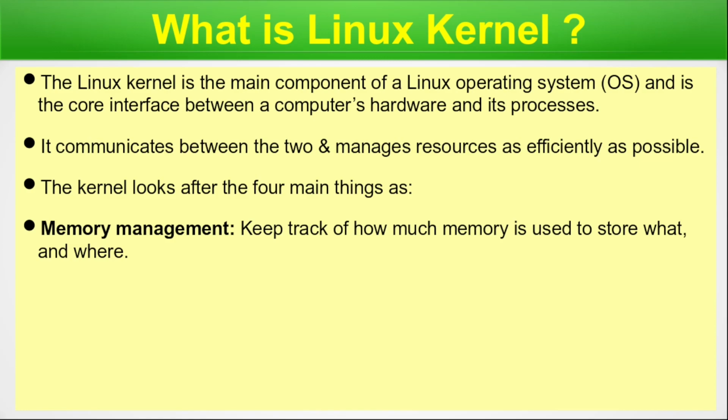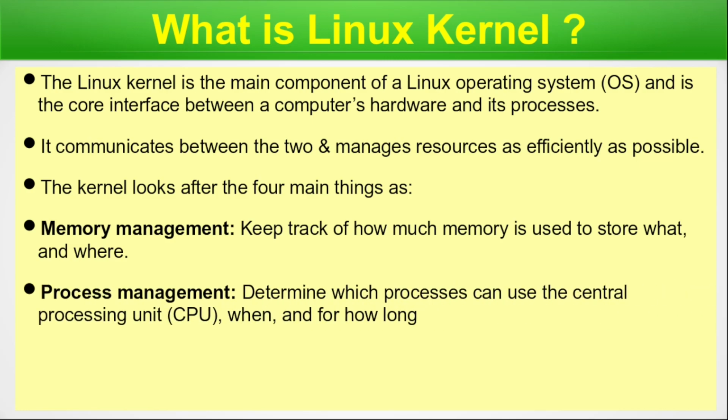So at first the files are in RAM, and then they will go to the hard disk. At the hard disk they will be stored as per the file system and the file tree structure. All these things, the memory management, is done by the kernel. Process management determines which process can use the central processing unit, that is CPU, when and for how long.